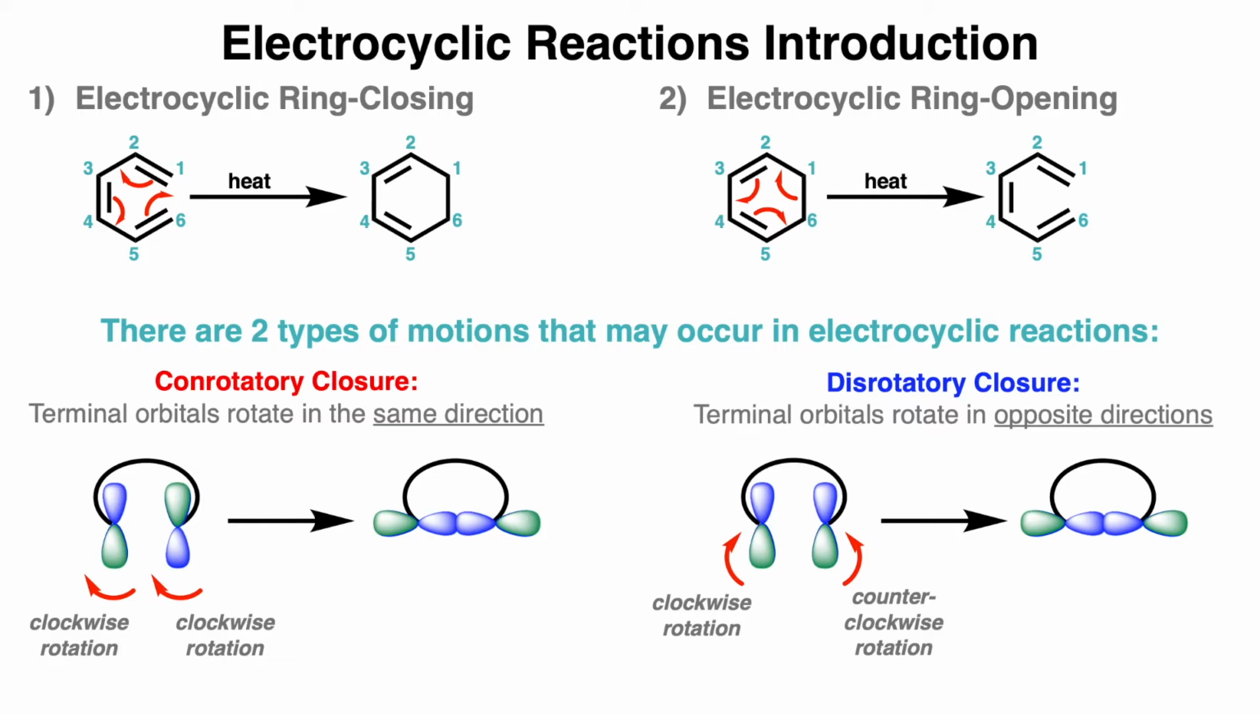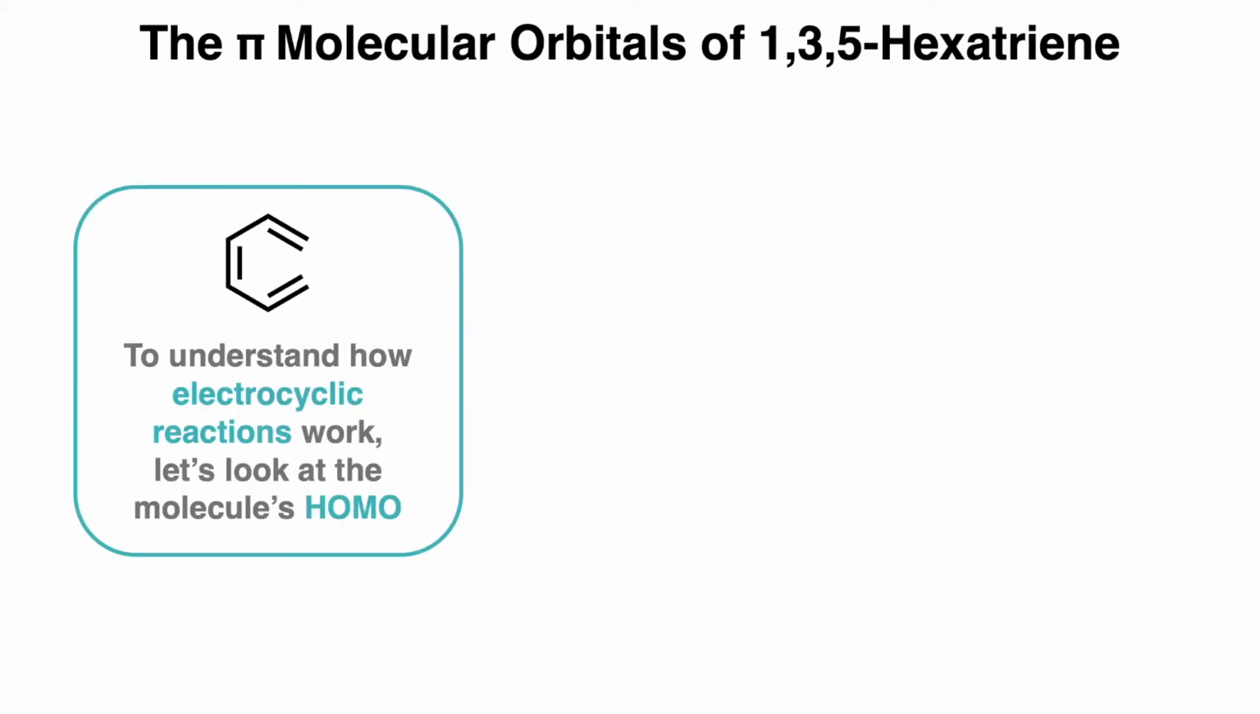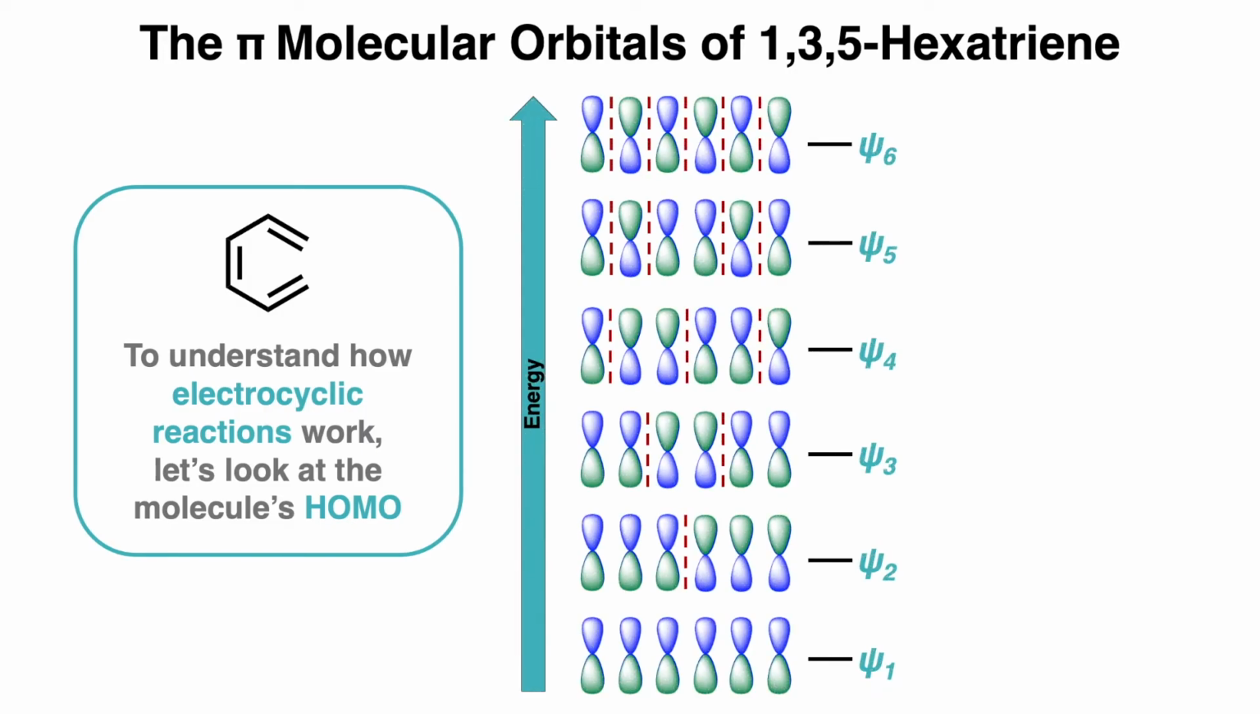To understand how electrocyclic reactions work, let's look at the molecule's highest occupied molecular orbital, or HOMO. The MOs of 1,3,5-hexatriene are shown on the right. Since this molecule contains 3 pi bonds, this means that it overall contains 6 pi electrons, so we should draw in 6 MOs where the bottom MO contains 0 nodes, and we increase in the number of nodes as we go up.